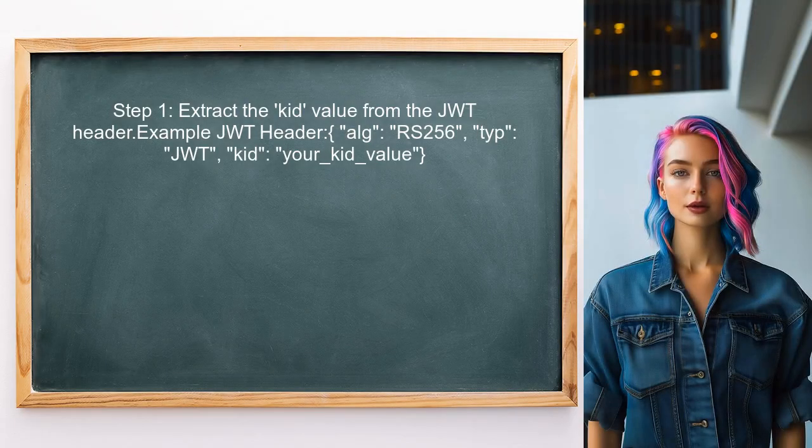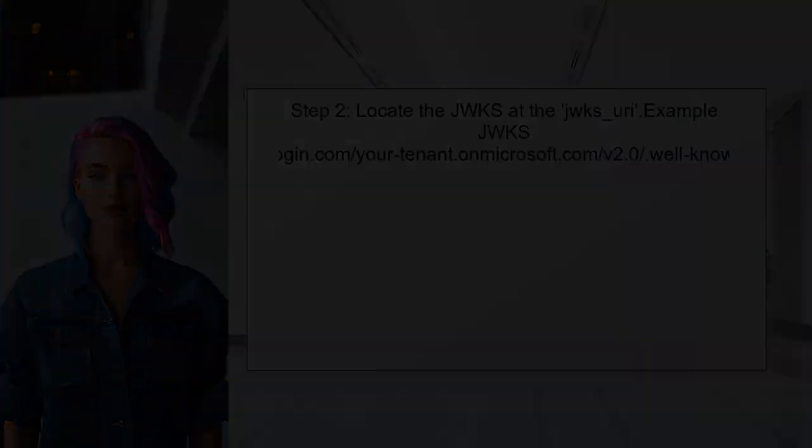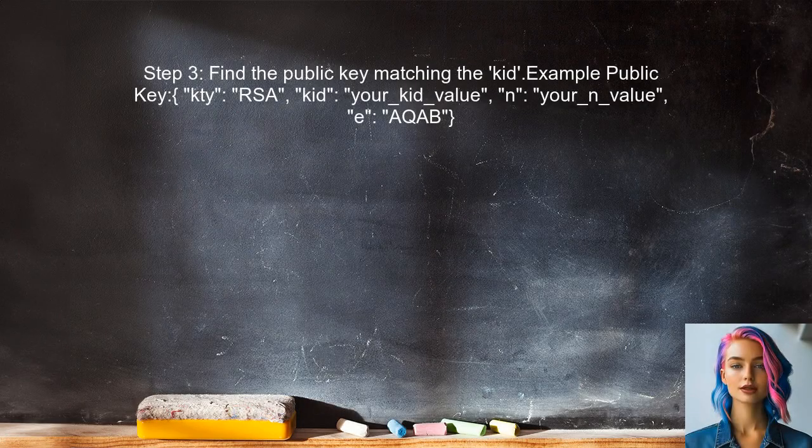To begin validating the token, the user should first extract the KID value from the JWT header. This value is essential for identifying the correct public key. Next, the user needs to locate the JSON Web Key Set, or JWKS, which contains the public keys. This can be found at the JWKS URI specified in the Azure AD B2C metadata. After obtaining the JWKS, the user should search for the public key that matches the KID value extracted earlier. This key will be used for signature validation.